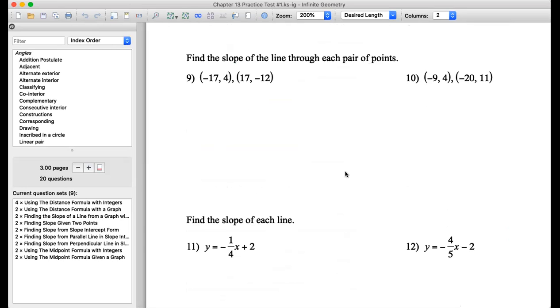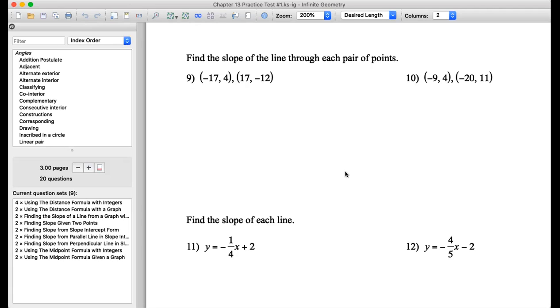Shame on you if you miss 11 or 12. Why am I saying that? Someone's gonna miss it. I sure hope not. But why am I saying shame on you for 11 and 12? Because it's literally in the formula. I will give you the slope intercept formula. Well, you just take the number attached to x, that's your slope.